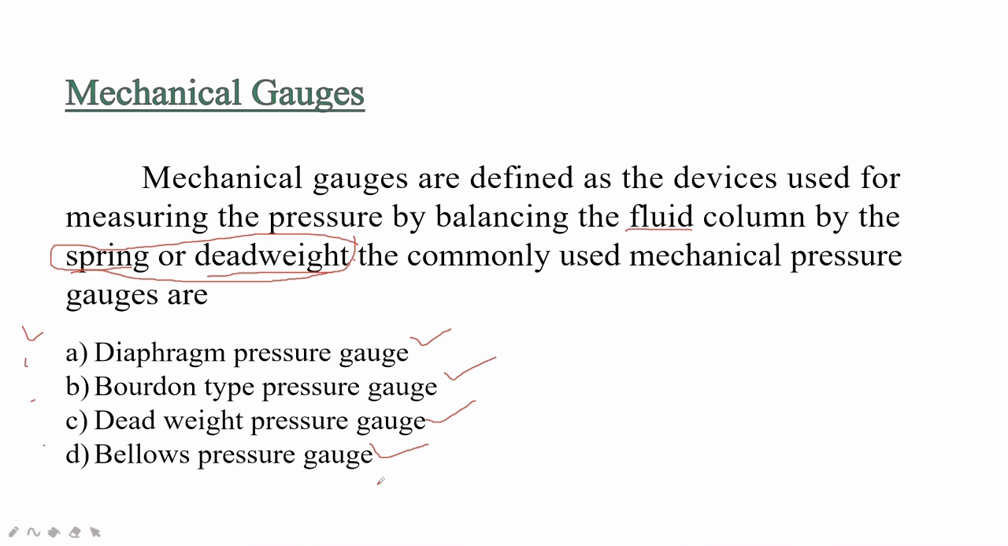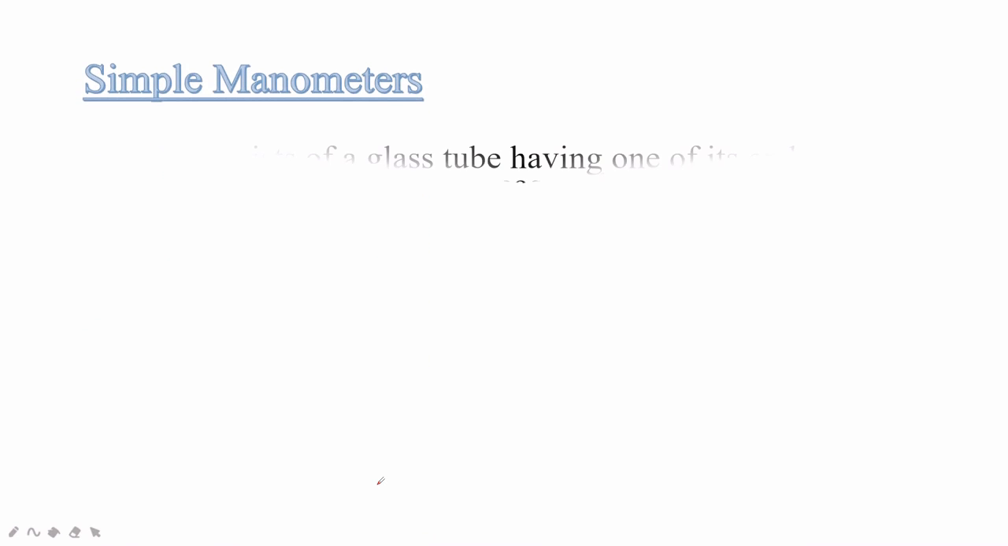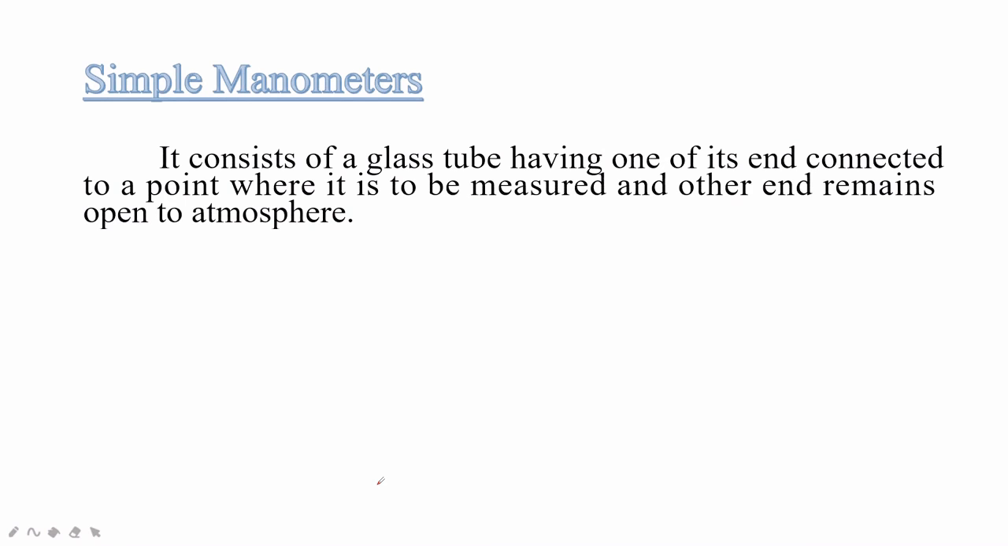Now we will see one by one what the simple manometers, differential manometers, and mechanical gauges are, and what their types are. Next, the simple manometers. What is a simple manometer? A simple manometer consists of a glass tube having one of its ends connected to a point where pressure is to be measured, and the other end remains open to the atmosphere.